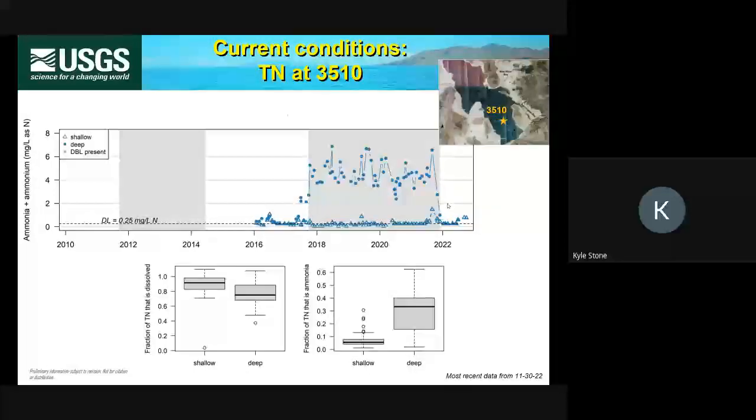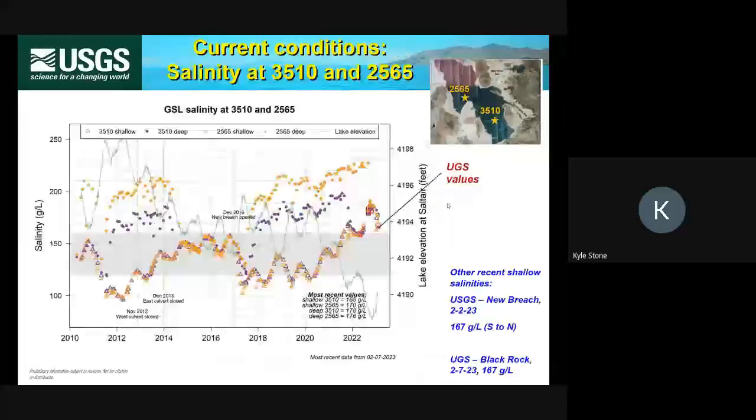You can see how that spikes at depth when the DBL is present, and then also becomes more elevated when there's no DBL in the surface. Okay, so that's some of our examples of our nutrient data. And then here is an update of current conditions of salinity.